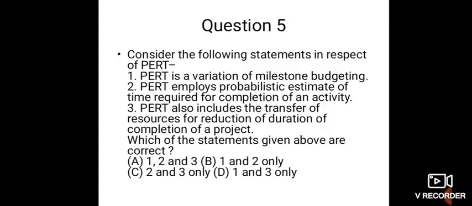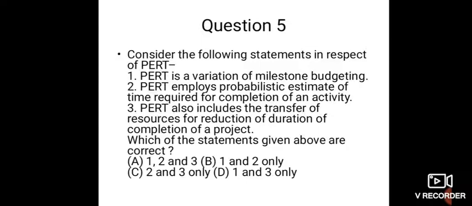Whereas the second statement, PERT employs a probabilistic estimate of time required for completion of an activity. In PERT, we go from the first node to the second node, third node, fourth node, fifth node, until the end node. How much time is required for the completion of a certain project, we determine with this technique.